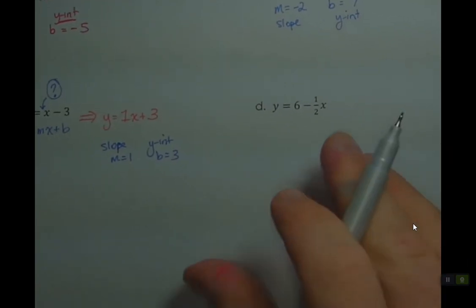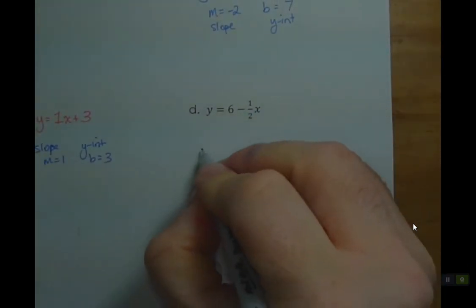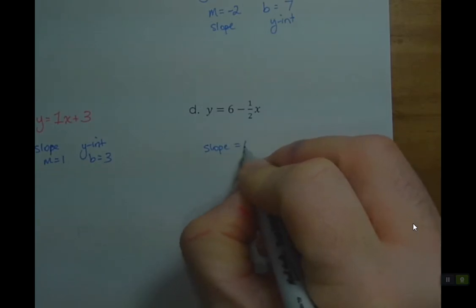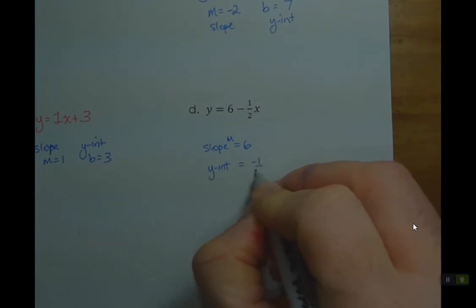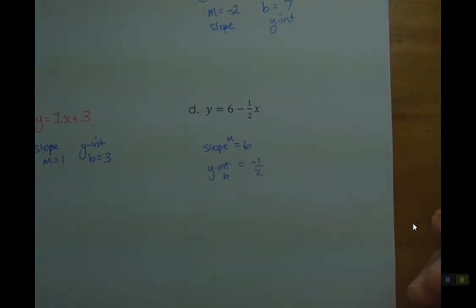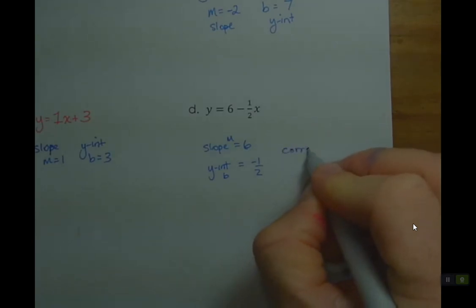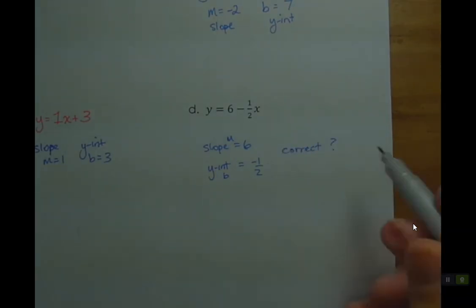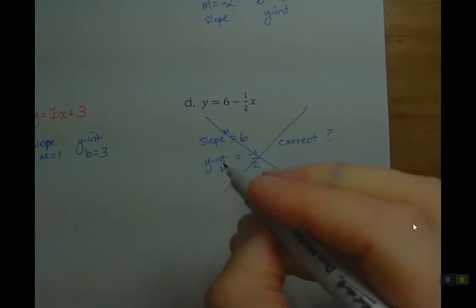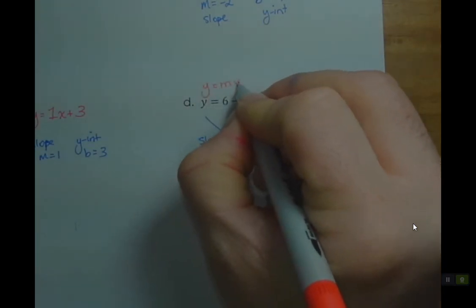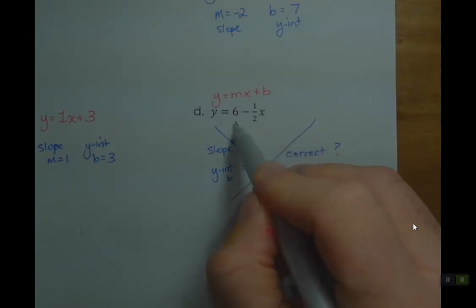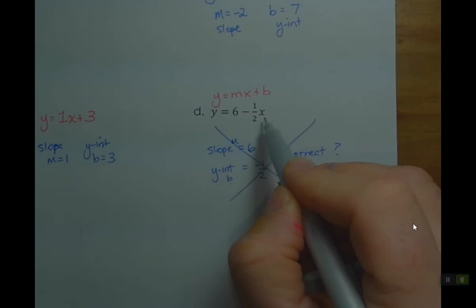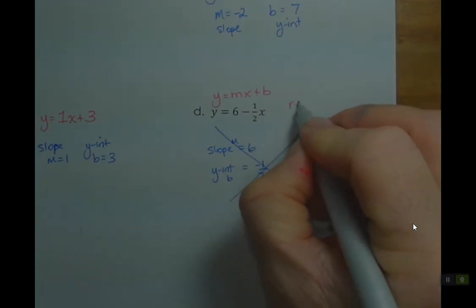Well, a lot of people will look at D and say to themselves, hey, you know what? My slope is m equals 6 and my y-intercept is equal to negative 1/2. Would they be right? No, they're not. Because if I was writing this, y equals mx plus b, well, where's the term with the x? Is it in this spot? No, it's over here.